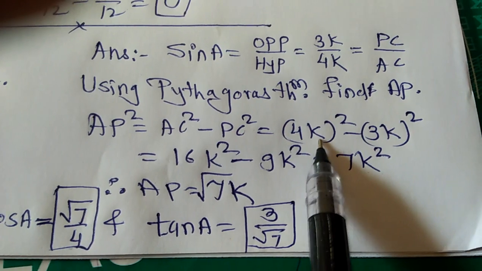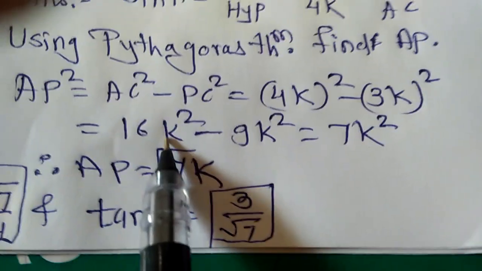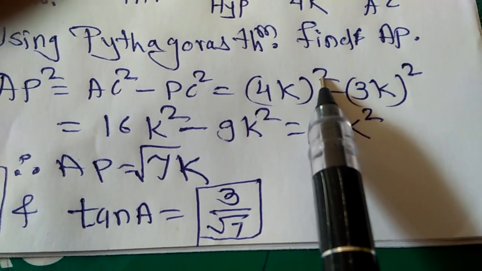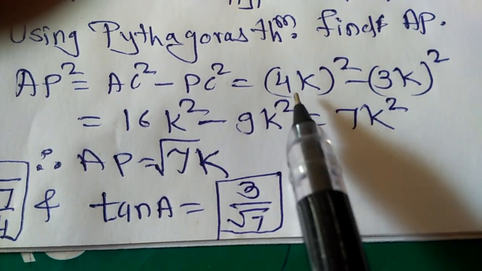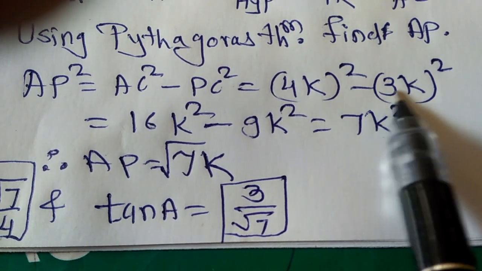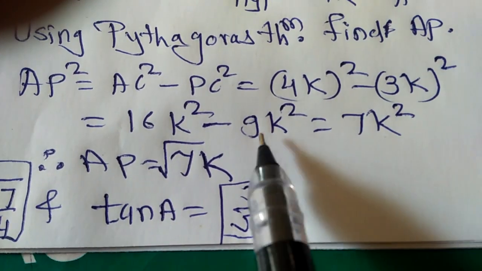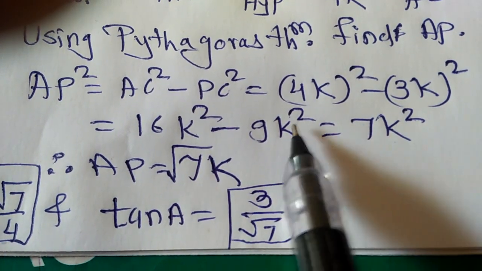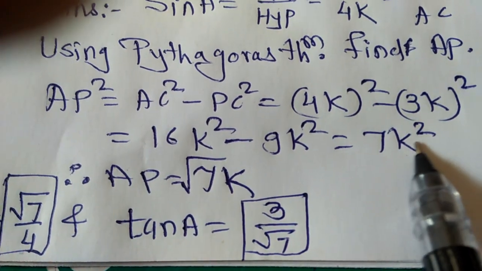AC is equal to 4K. PC is equal to 3K. 4K square is 16K square. Now here are the two values in the bracket, so we give the separate square to both. 4 square is 16, K square is written as it is. Minus sign, 3K, again two numbers are there. Then 3 square will be 9. K square as it is. 16 minus 9 is 7. K square is common. Means AP square is equal to 7K square.